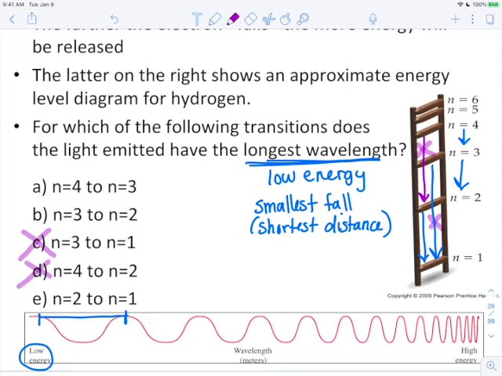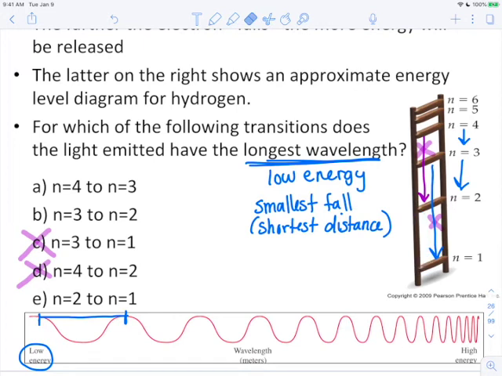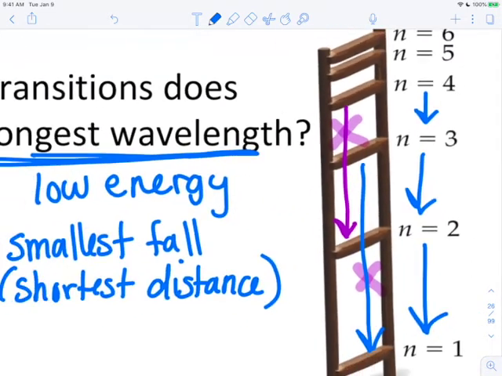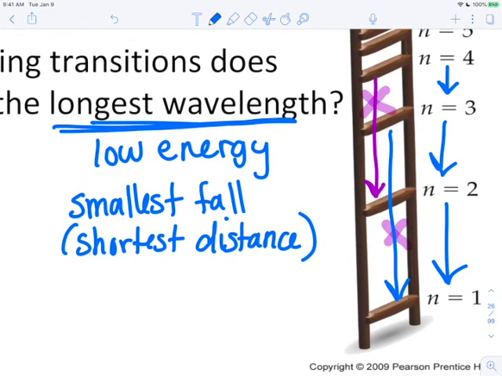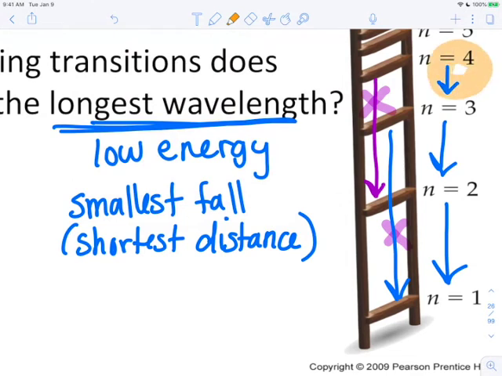Now the next question, would it be A, B, or E? So all of those are falling only 1 rung. Let me move this one right here over to the side. All right, so we are looking at 4 to 3, 3 to 2, or, I'm sorry, 2 to 1. And we're looking at how far apart those rungs are spaced. So we want it to fall the shortest distance possible. So would the shortest distance be here, the 4 to 3, the 3 down to 2, or the 2 down to 1?